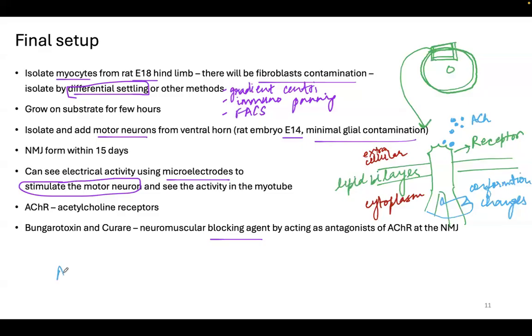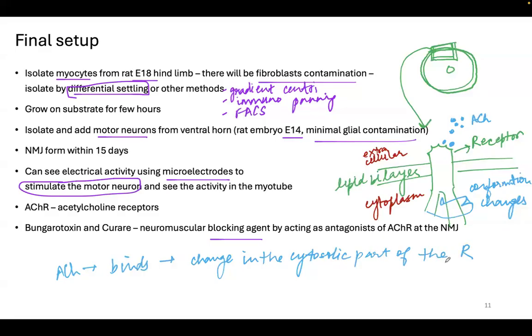So, acetylcholine binds, and there is a change in the cytoplasmic or cytosolic part of the receptor. But when you have, let's say, curare, it also binds, but no change.